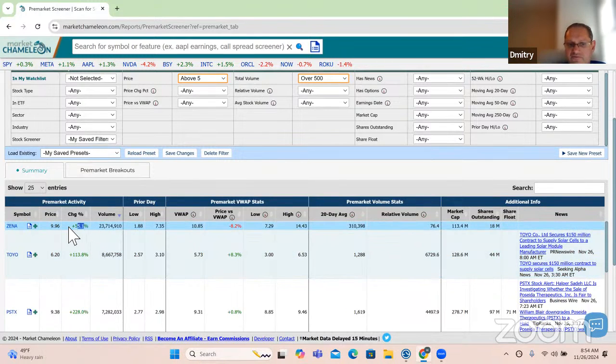Besides being up 55%, you can see the range it traded yesterday and the range today. Extremely volatile.